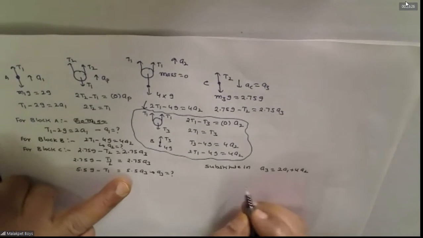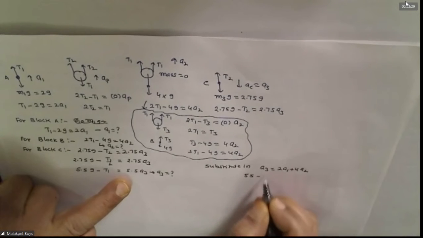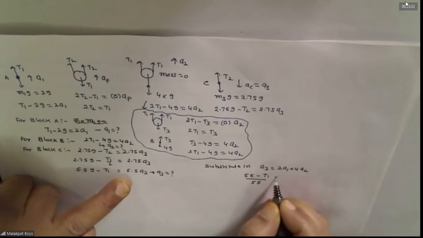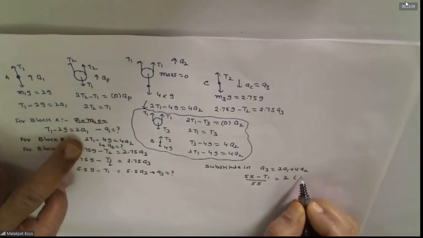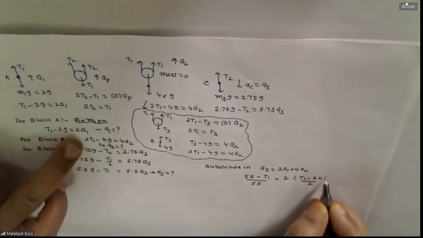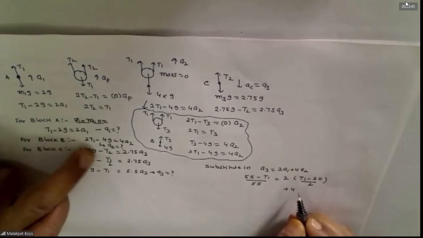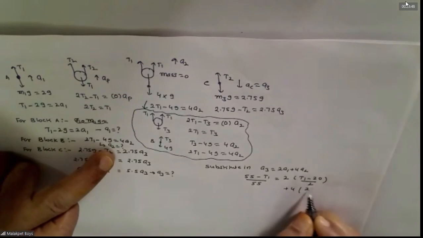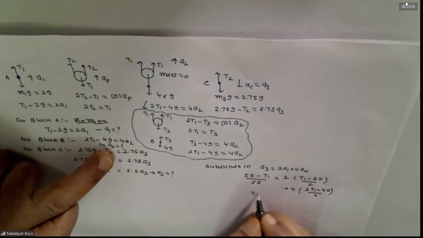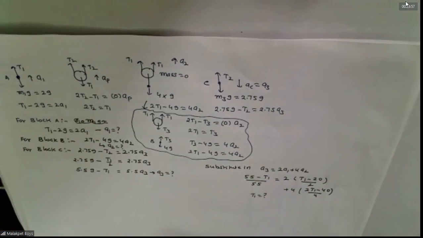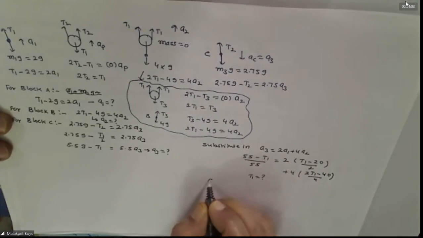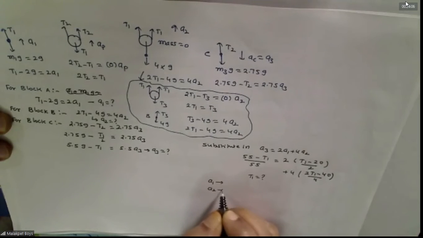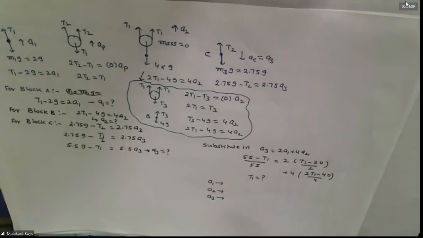You got this one, no? This is 55 minus T1 by 55. G, 10 I am taking. A1 is how much? A1 is 10 minus T1 by 2, plus 4 into A2, which is 2T1 minus 40 by 4. Find out T1. Once you get T1, then you will get A1, A3.